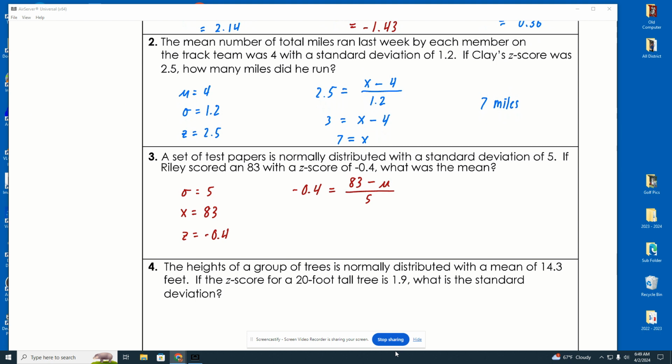There's my equation. So again, it's the same formula. It's just what am I trying to find? So here I'm going to multiply by 5. So negative 0.4 times 5 is negative 2. And that equals 83 minus mu. I'm going to subtract 83, which is going to give me negative 85. But it's going to leave me with negative mu. Well, I can't leave negative with my mean. So I'm going to divide by negative 1. So 85 is my mean.